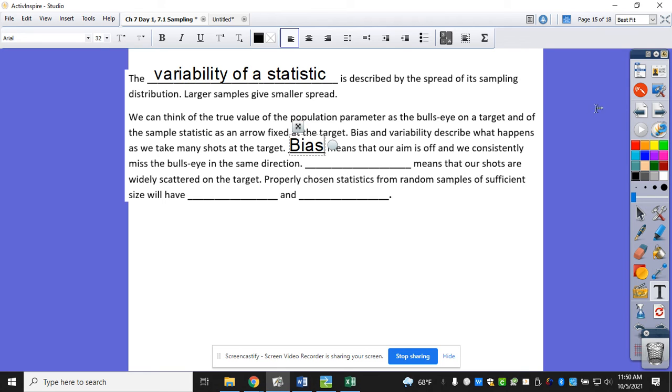So if I told you I was an 80% free throw shooter and you get me to shoot a bunch of free throws and I start shooting closer to an average of like 60, there's bias there. My aim was constantly off. Maybe there's another issue. What means that our shots are widely scattered? Variability.